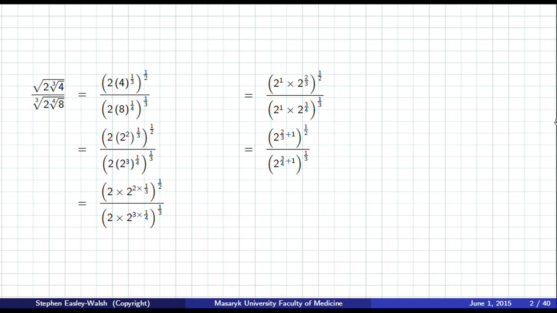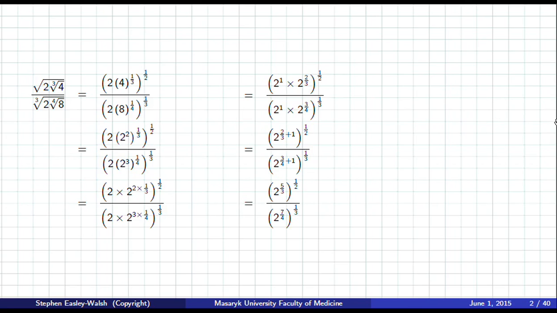Also, we should recognize that 2 by itself is 2 power 1 in the numerator and the denominator. The first rule of powers, the most important rule, says that when we multiply terms together, common terms with different powers, we just add the powers together. So our 2 power 1 by 2 power 2 over 3 becomes 2 power 2 over 3 plus 1, and the same down below.